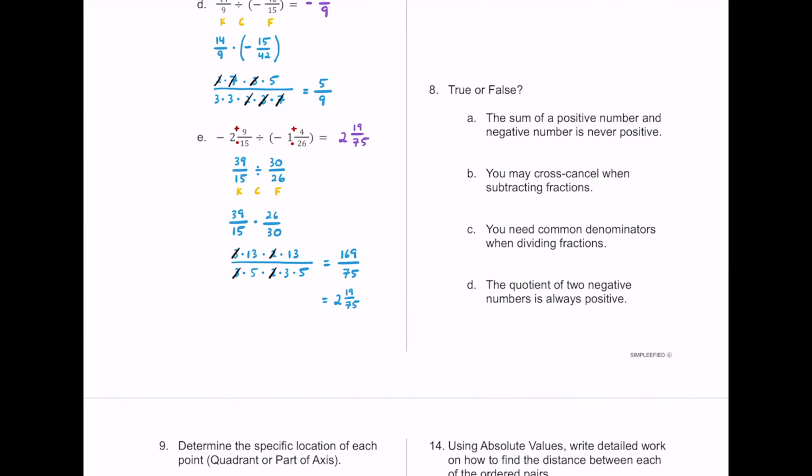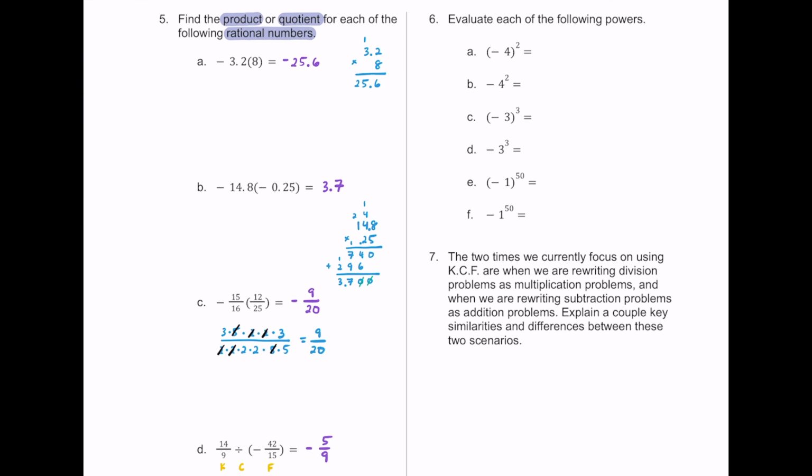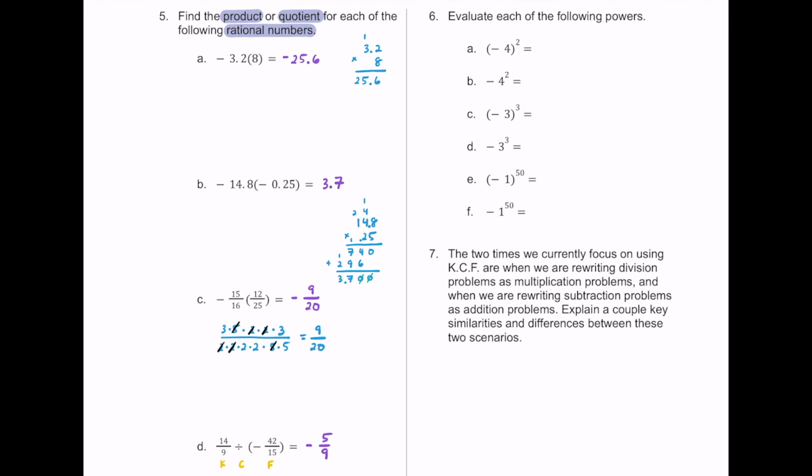All right, here is number 6. All right, for number 6, we have some powers, so we're going to go ahead and evaluate, which just means solve, and powers means we're dealing with some exponents here. Okay, so it makes a difference if we see parentheses or not. For 6a here, when we have this -4 in parentheses, that really means that we have -4 being multiplied by another -4. So a -4 times a -4, that will equal a positive 16.